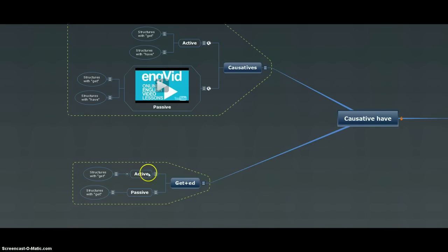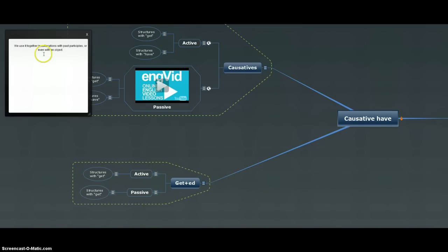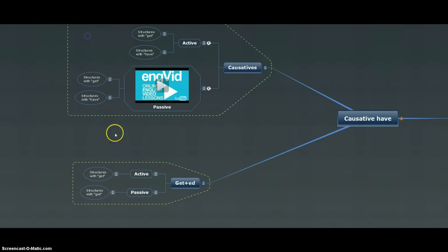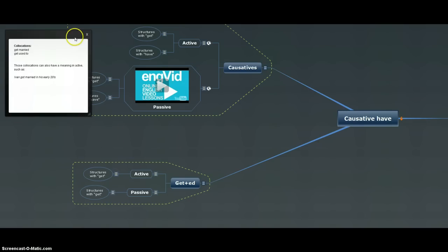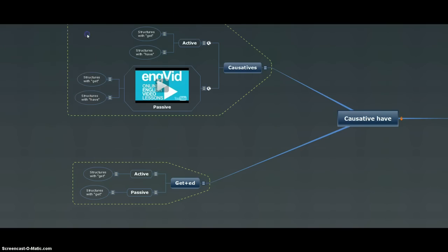As stated before, get plus ed is also divided in two categories, active and passive. Active in form of get plus ed is used with an object or past participle in collocations, so that those phrases have meaning in active. We have collocations such as get married or get used to. Those collocations can also have a meaning in active, such as "Ivan got married in his early 20s."